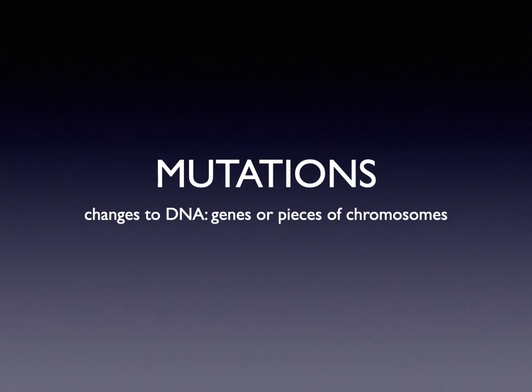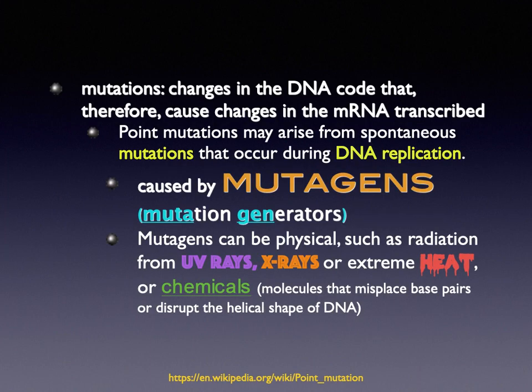These are changes to the DNA or pieces of chromosomes. A mutation is any change in the DNA code that causes a change in the mRNA, which then will cause a change in the amino acid order. Point mutations can arise from spontaneous mutations. Those are things that happen without planning, and sometimes that occurs during DNA replication. It makes a mistake. Things that accelerate this process are called mutation generators, or mutagens. The big 4 are UV rays, X-rays, incredibly warm heat, or various chemicals.